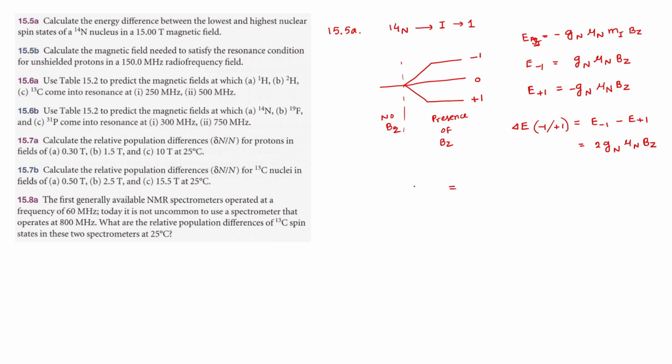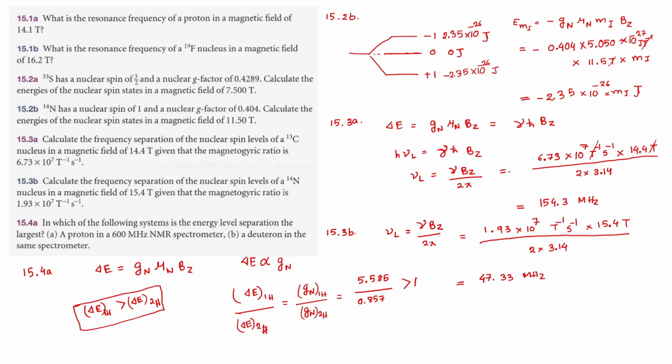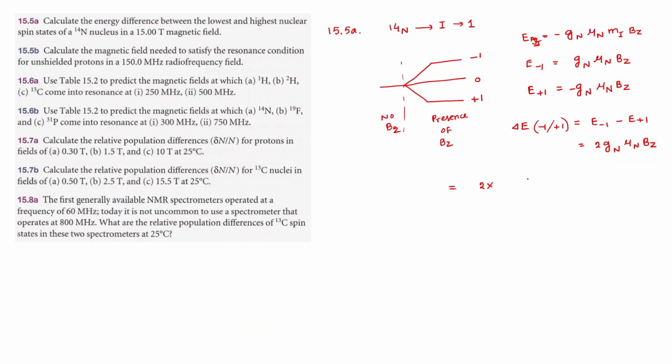So let us see how much it is. 2 into the nuclear g factor, which is given earlier, 0.404 for the 15.2b question. A g factor doesn't have any unit. Your nuclear magneton has unit 10 to the power minus 27 joule Tesla inverse, and then your Bz value is given, that is 15 Tesla. So Tesla cancels, and in joules you will have your answer.